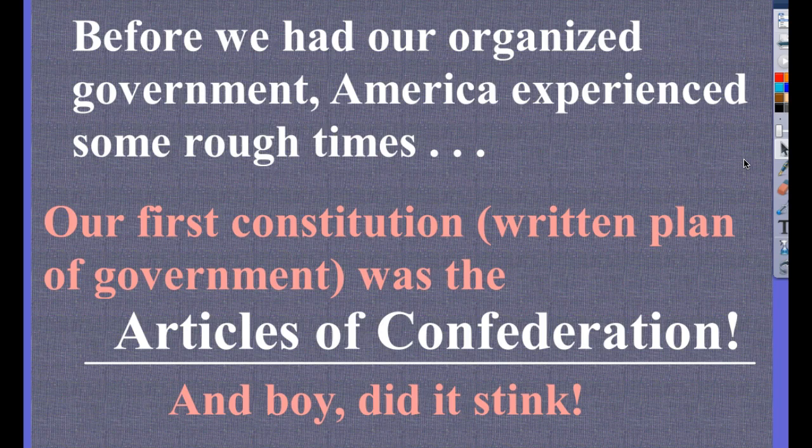Basically, we got together when we wrote the Declaration of Independence, which declared our independence. And we said, look, if we're going to declare independence, we need to go ahead and set up a government to help run our new country if we were to win the American Revolution. And so we did: our first constitution, the Articles of Confederation. And it was really bad. It was very, very, very bad.